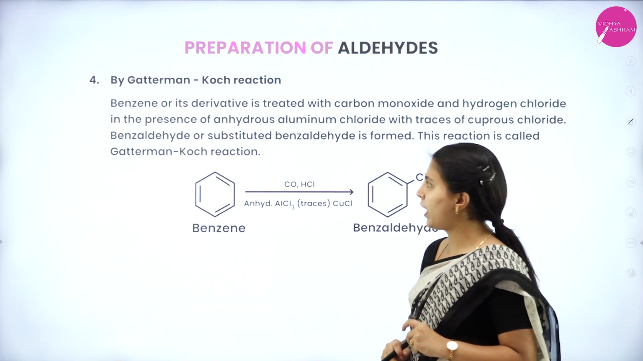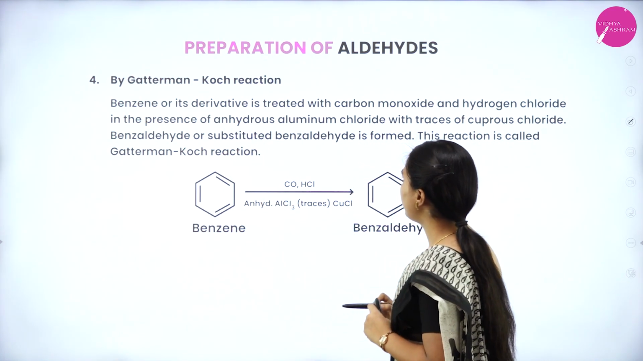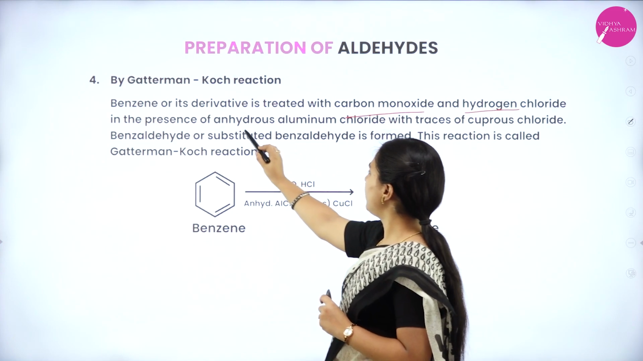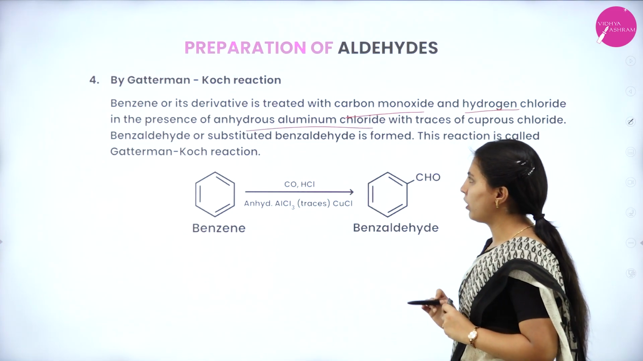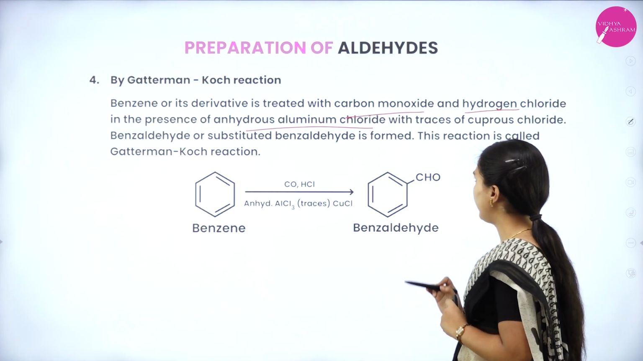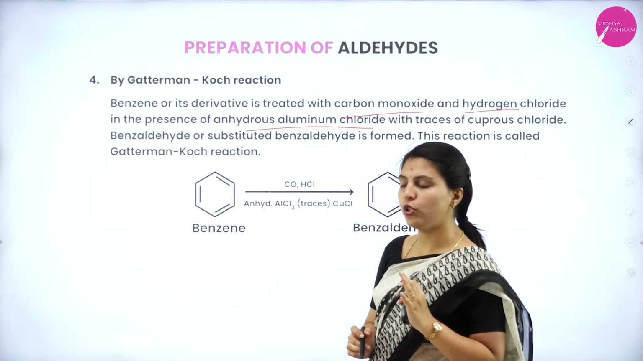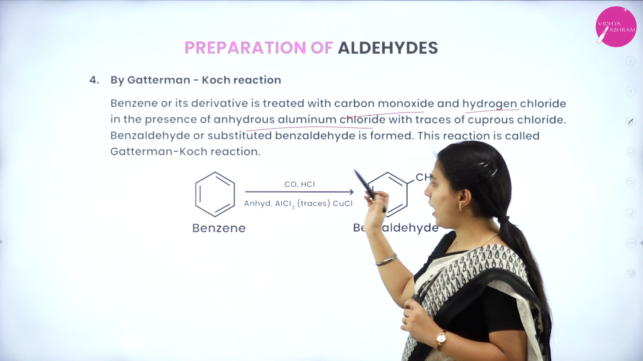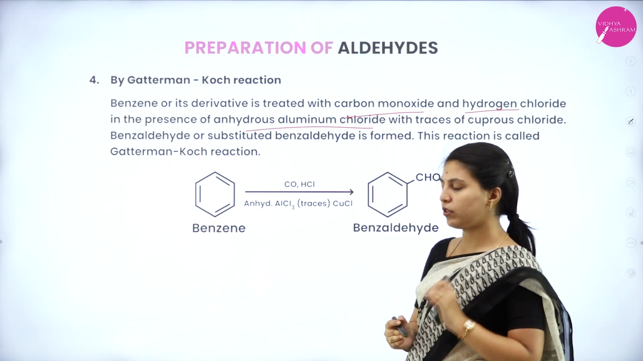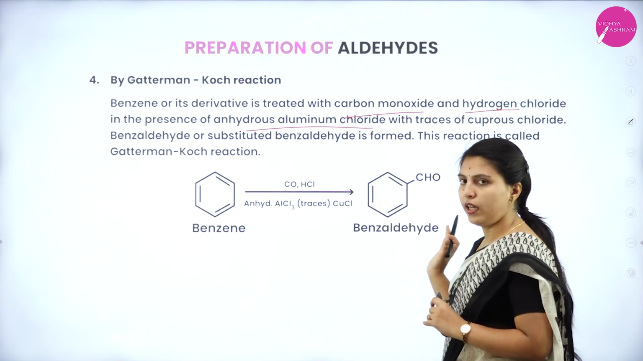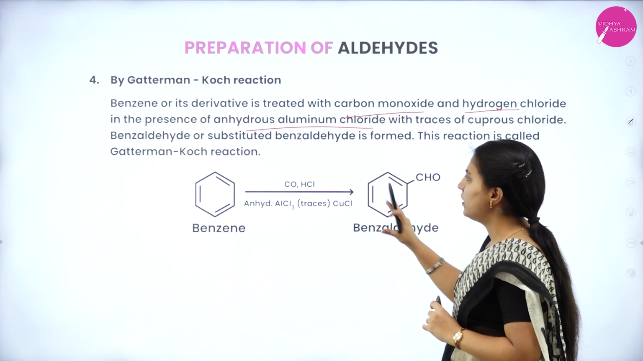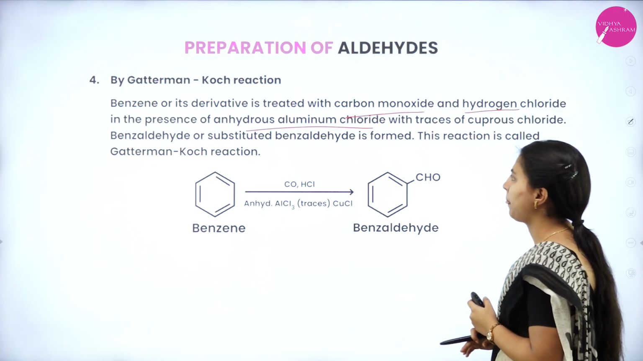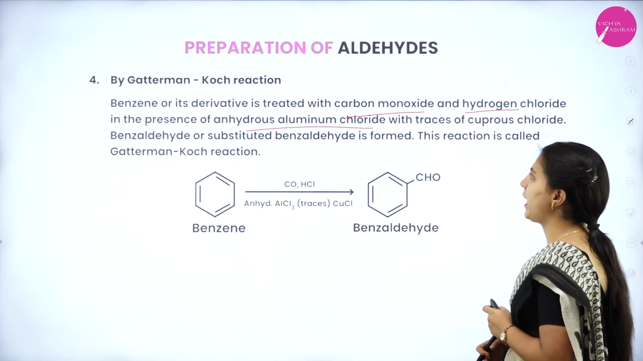This is also a very important reaction. Benzene or its derivative is treated with carbon monoxide and hydrogen chloride in the presence of anhydrous aluminium chloride with traces of cuprous chloride. Benzaldehyde or substituted benzaldehyde is formed, and this reaction we call the Gattermann-Koch reaction. Benzene treated with carbon monoxide, hydrochloric acid, anhydrous aluminium chloride and traces of cuprous chloride will form benzaldehyde. From benzene to benzaldehyde, this much catalyst and these reagents should compulsorily be used. And this is called the Gattermann-Koch reaction.